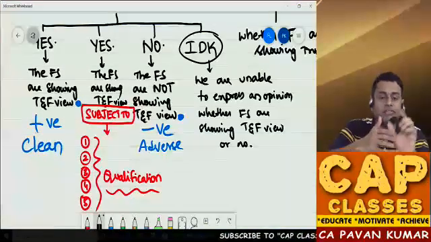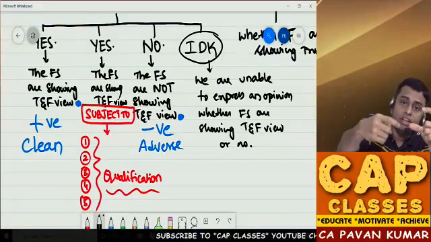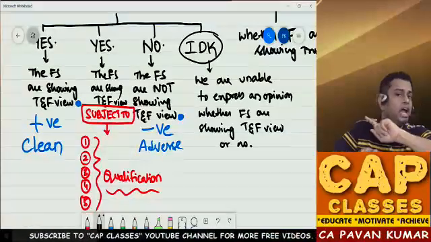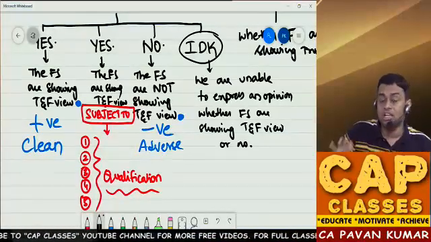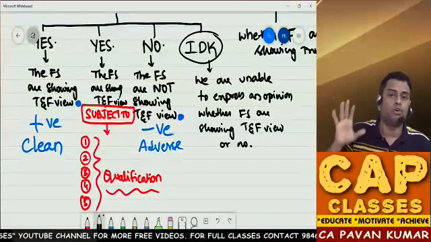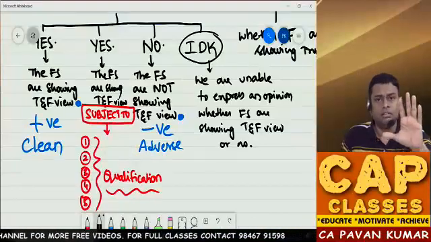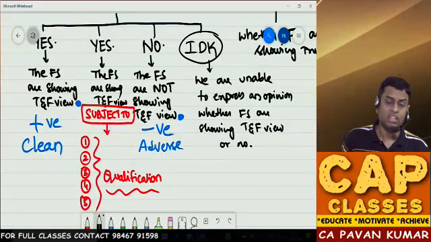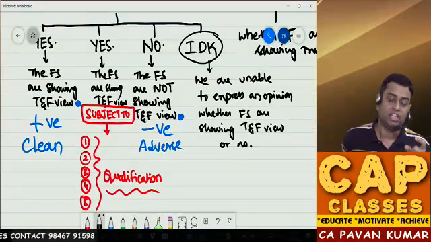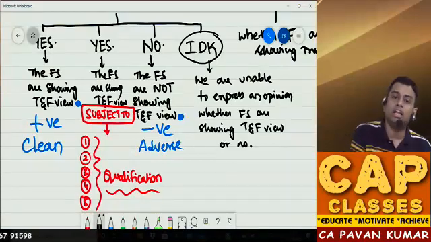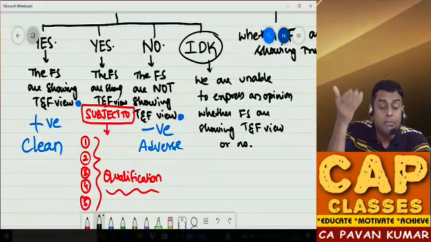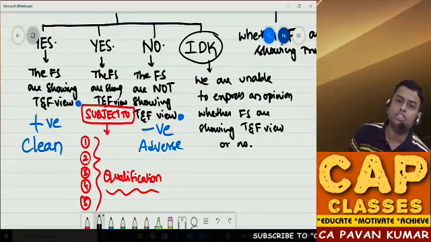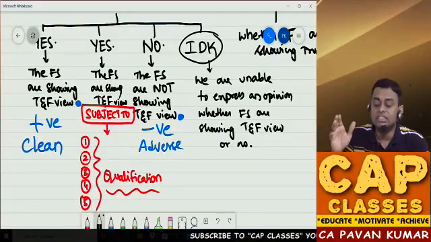This is the fourth situation. If you understand this example of your conversation with your brother's school class teacher or principal: 1 is an absolutely positive, clean report. 3 is an absolutely negative, adverse report. 2 is fine, overall we are positive, but there are certain negative comments reported. That is a qualified report. We do not have the audit evidence. We were unable to conduct the audit. We have not obtained appropriate audit evidence, so we cannot decide. That is disclaimer of opinion.